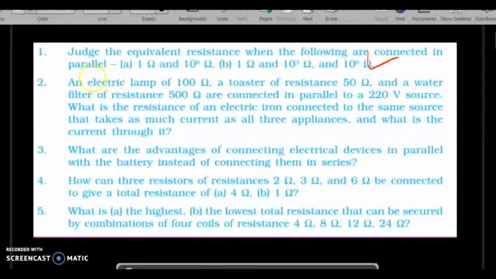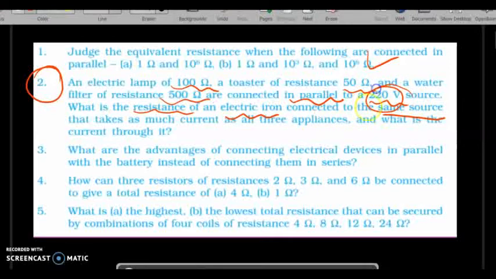Now we have to calculate the second part. What is the second question? An electric lamp of 100 ohm, a toaster of resistance 50 ohm, and a water filter of resistance 500 ohm are all connected in parallel to a source of 220 volt. So remember, parallel. We are to find the effective resistance in the parallel connection, and the resistance of an electric iron connected to the same source.